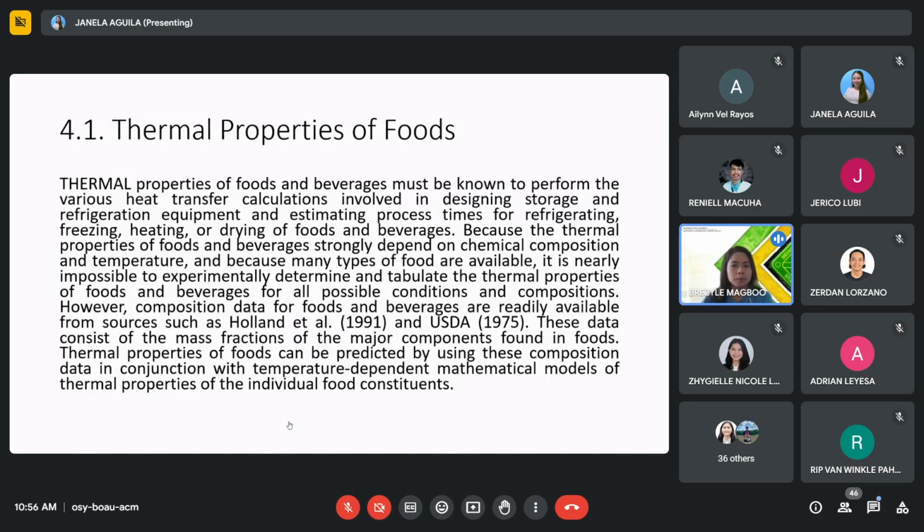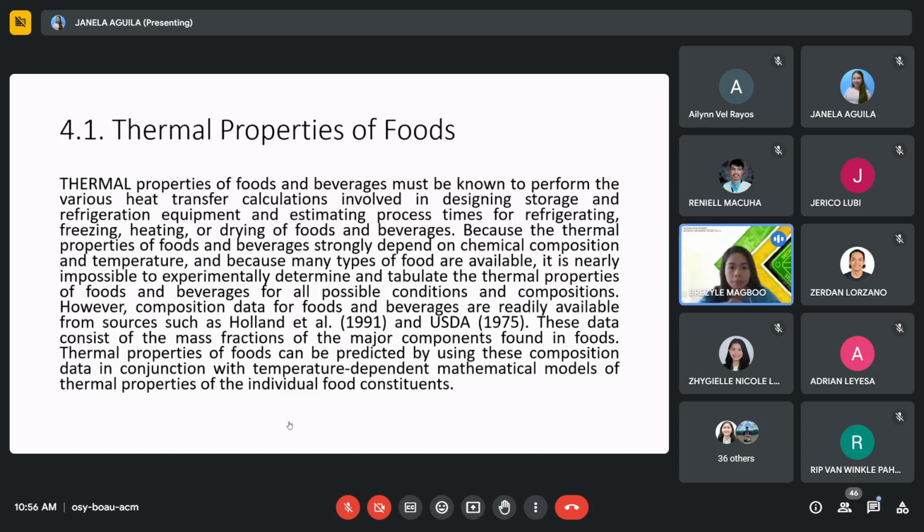Thermal properties of foods and beverages must be known to perform the various heat transfer calculations involved in designing storage and refrigeration equipment and estimating process time for refrigerating, freezing, heating, or drying of foods and beverages. So for example po, if the food is a living organism such as fresh fruits or vegetables, it generates heat through respiration and loses moisture through transpiration. And these processes should be included in heat transfer calculations for estimating these thermophysical properties.